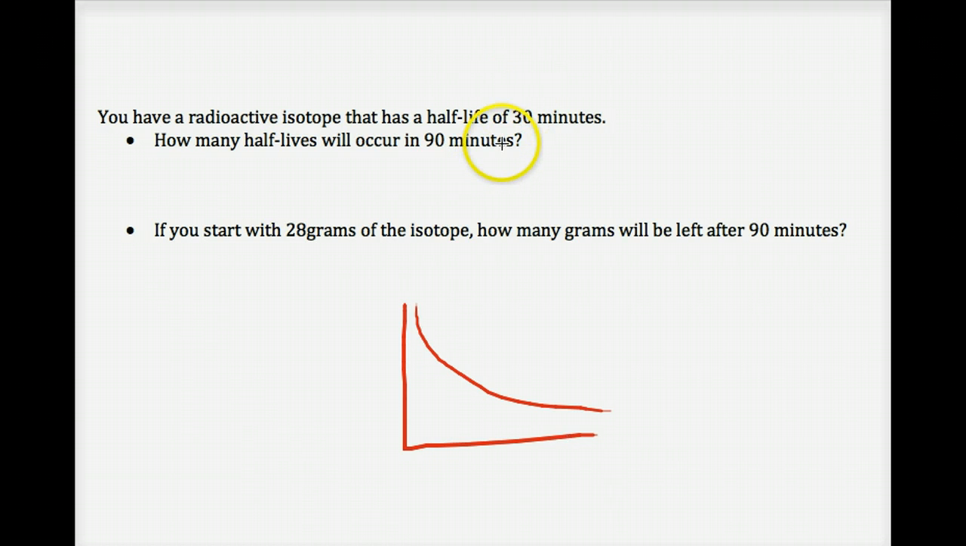Okay, and I want us to be able to handle some very, very simple, rational half-life questions. So I know some people are having some issues with a question like I laid out here. Let me just read it out loud. You have a radioactive isotope that has a half-life of 30 minutes. First question is how many half-lives will occur in 90 minutes? And then the second question is if you start with 28 grams of the isotope, how many grams will be left after 90 minutes?